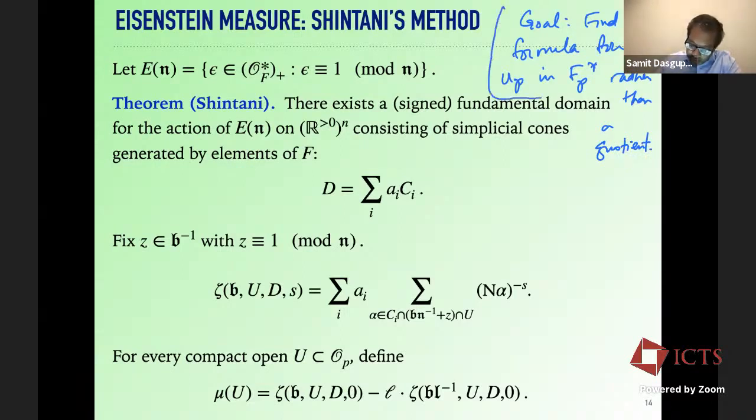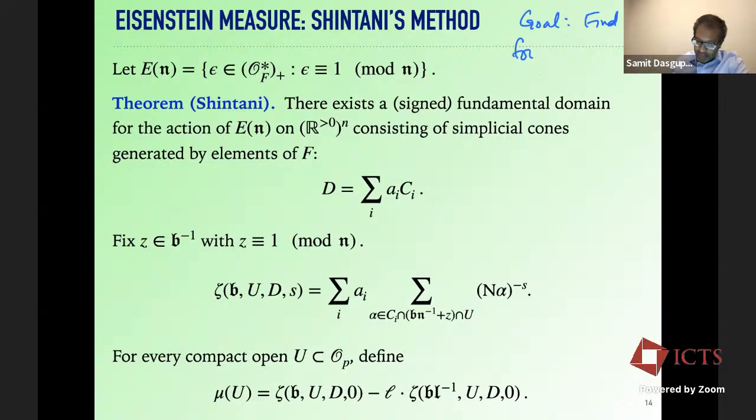Okay, and so to do that, I'm going to use some ideas of Shintani. All right, so I'm going to talk about Shintani's method now. This is kind of cluttering the screen, so I apologize. I'll delete this. Hopefully people got that. The goal is to define an analytic formula for U_P in F_P star rather than this quotient. Now to do this, I'm going to remind you of Shintani's method.